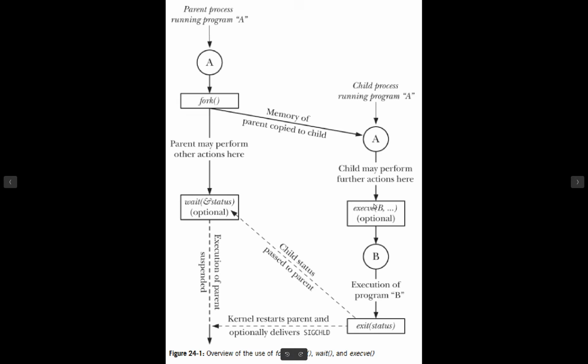A will eventually call the exec syscall so that it can run a different program instead. In this case, we're going to say B. And it will run until it's complete, then exit with some status code. The parent may use the wait syscall. We will not be using that in this lecture, but in future lectures and in the projects we'll be using this. The parent may use the wait syscall to wait for the child status to be updated, to be passed to the parent, and then the parent can continue executing as normal.